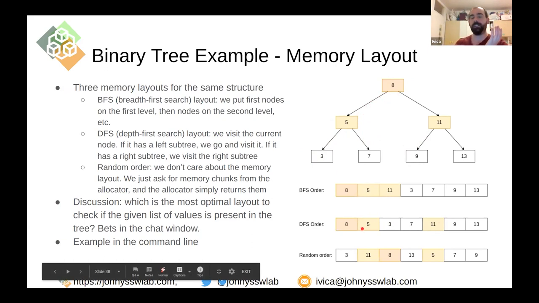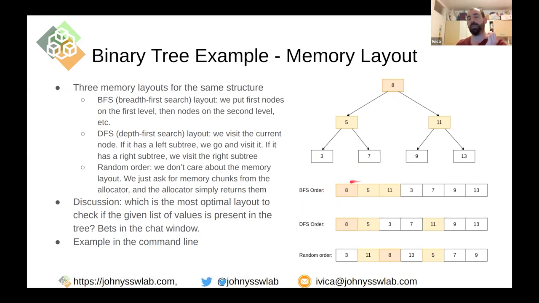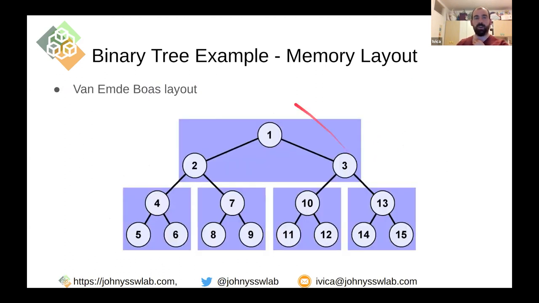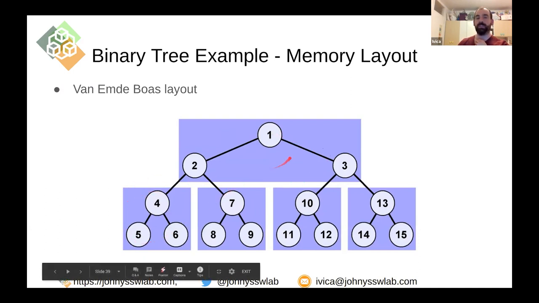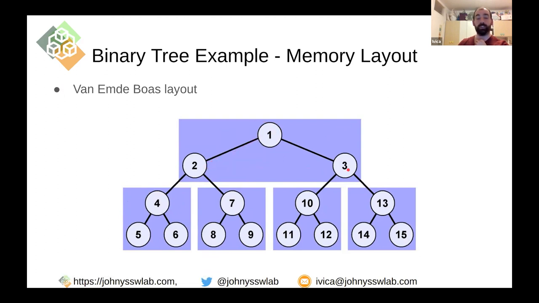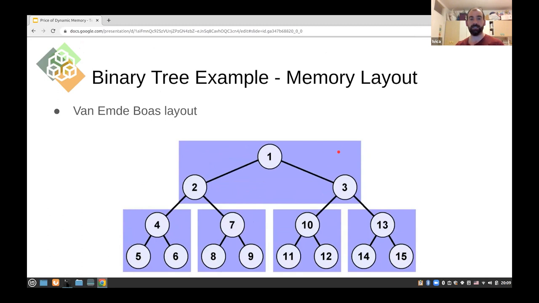And this is the effect of cache lines. So you loaded 8, but you have probably also picked up 5. And this has a really important impact on performance. There is an even better one. It's called the van Emde Boas layout. They allocate in groups like this of 3 nodes. So they guarantee if you load number 1, you'll get 2 and 3 too, if they share the same cache line. And you can see the performance difference there.